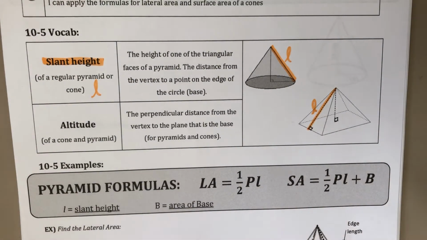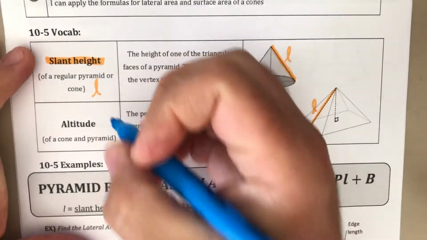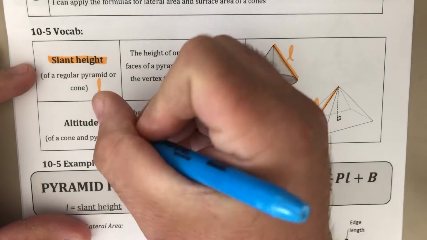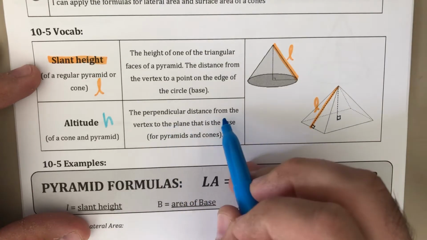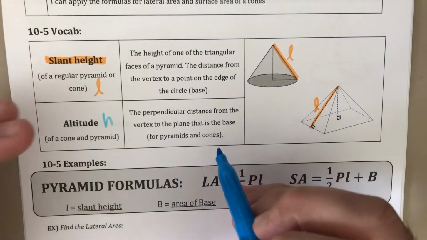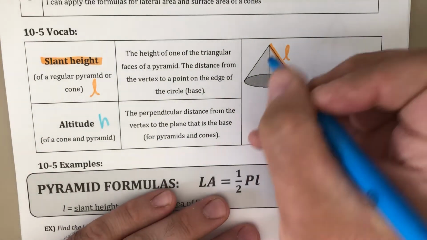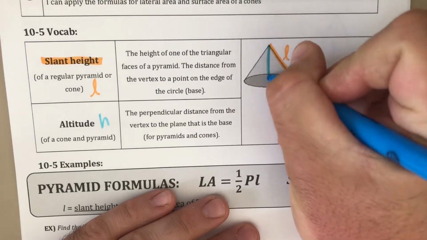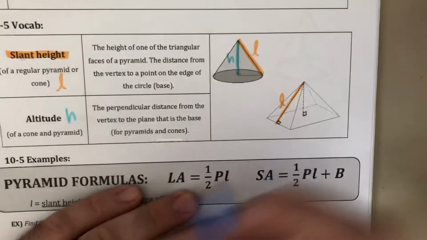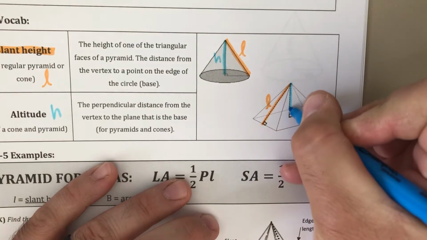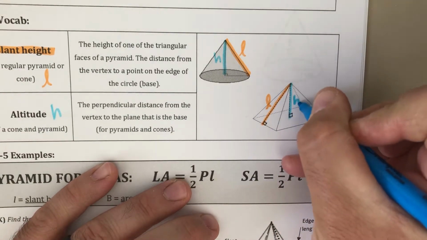We also need something called the altitude. The altitude is more commonly thought of as the height, right? So we're going to use h to talk about that. The perpendicular distance from the vertex to the plane that is the base. And so on the cone, this is your altitude, or height if you will. And then here on the pyramid, there is your altitude or height.